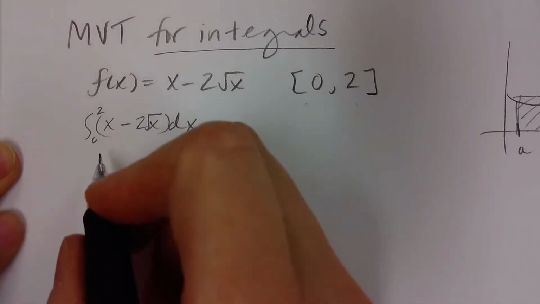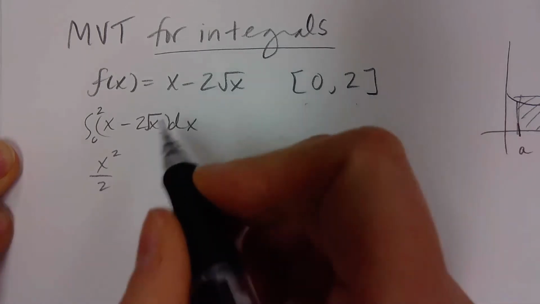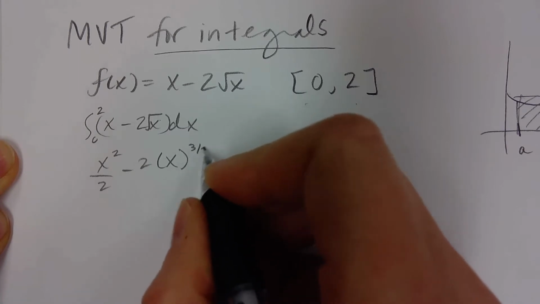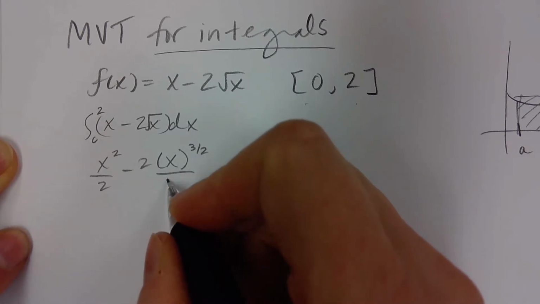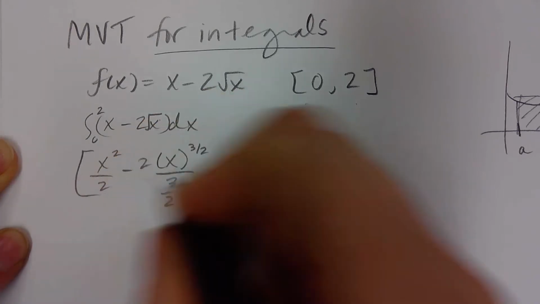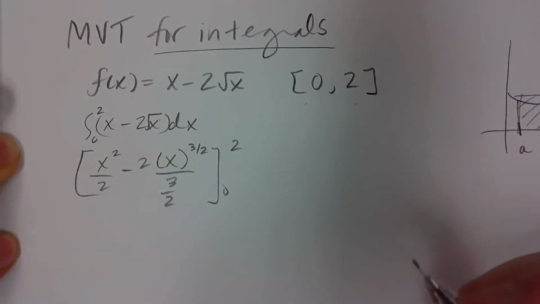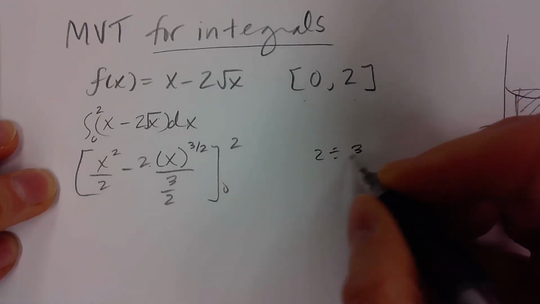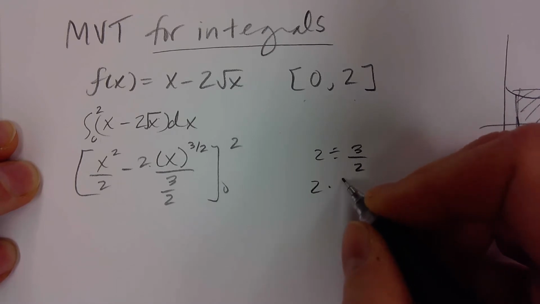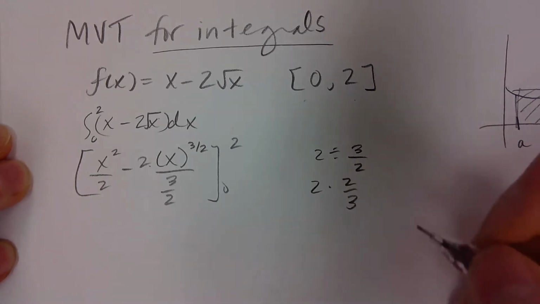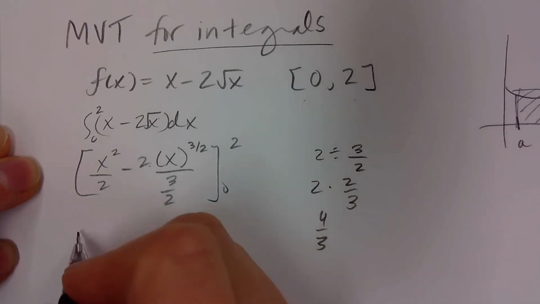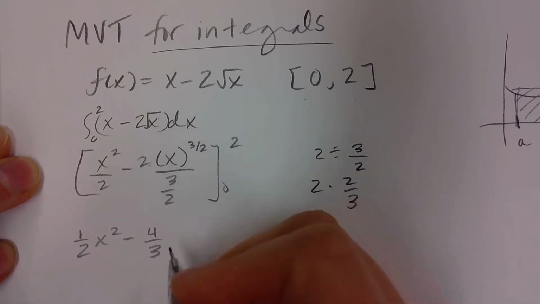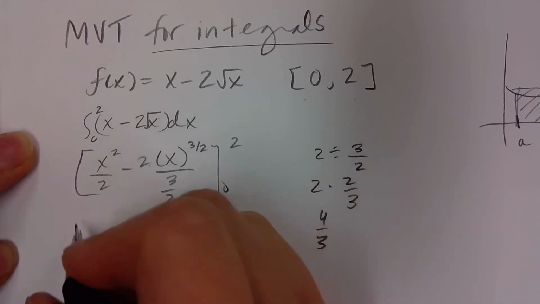So if I have x to the first power, now I'm going to have an x squared over 2. This is a 1/2 power. So that means we're going to have x to the 3/2 all over 3/2. And we are evaluating this from 0 to 2. Let's see, if we have 2 divided by 3/2, what happens? That's going to be 2 times 2 over 3, so 4/3. So let's just tidy this up a little bit. We have a 1/2 x squared minus 4/3 x to the 3/2 power.